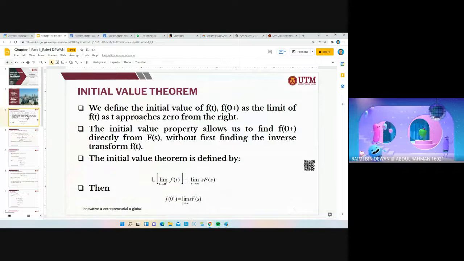Okay. So, you have learned that in the Laplace transform we sometimes involve an initial value. The initial value is the value that is already there, and you can use it to solve your given problems. We define the initial value of f(t) as f(0+), the limit as t approaches 0 from the right.